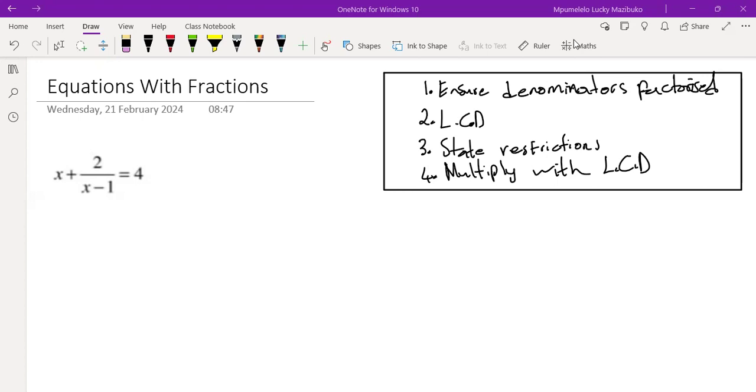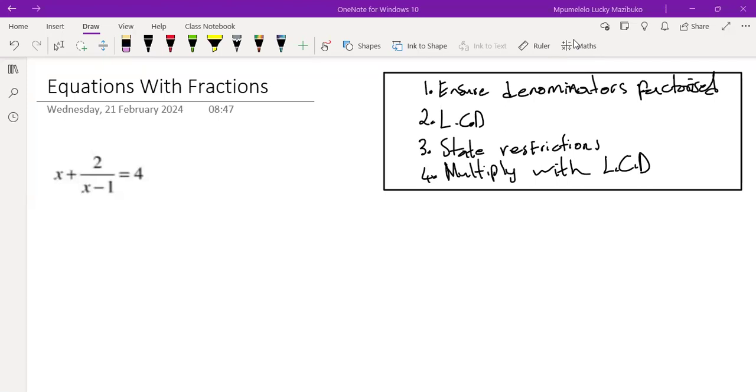Today we'll be dealing with equations with fractions. You'll see there at the top right corner, I've already written some of the pointers to follow when you're solving these equations. The first thing is to ensure that all your denominators are factorized fully. The second one is to ensure that you identify your LCD. In simplest terms, it's just the product of your denominators without repetition. You'll see this when I solve.